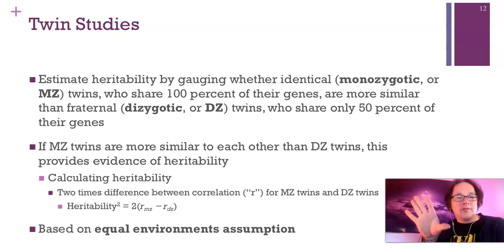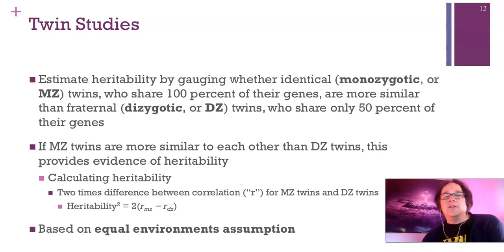You take the correlation for the fraternal twins, you subtract that from the correlation between the identical twins, and you multiply that by 2. This would give you a heritability rating, or a heritability statistic, basically telling you how much of that trait is likely due to genetic differences.